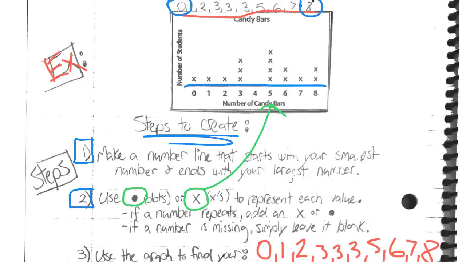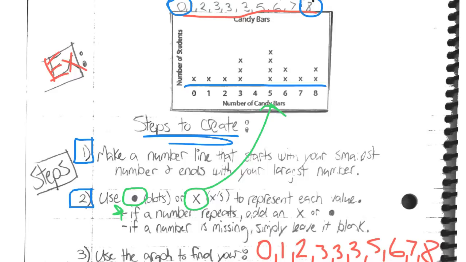Now, I noted underneath number 2, it says if a number repeats, you have to add another X or dot. So if you look up above the number, there are extra numbers on there that aren't in my set. Okay, well, I'll add those. You'll notice that the numbers 3, 5, 6, and 8 up there all repeat. So you had to add extra X's or dots. You can't just put 1 up there. You have to put as many as that number is repeated.